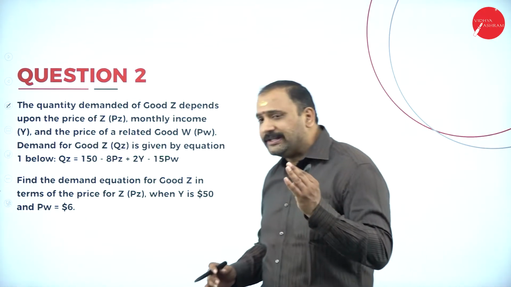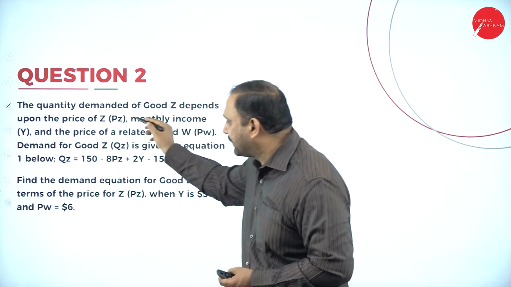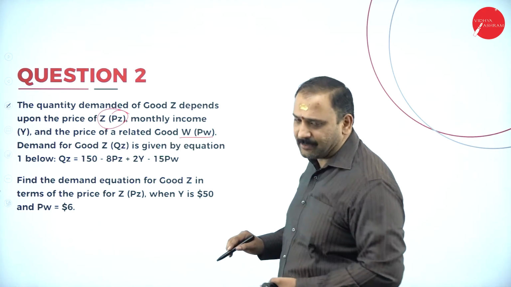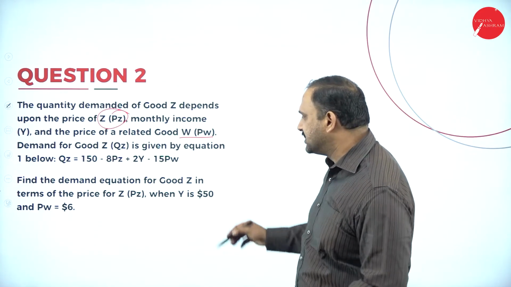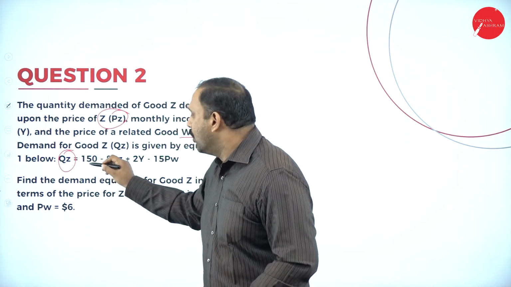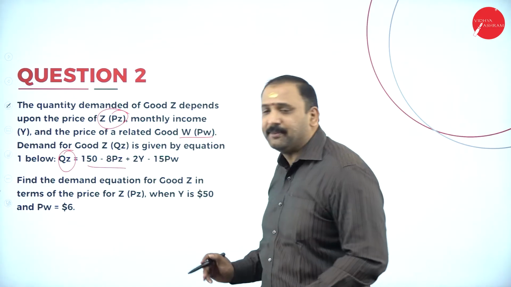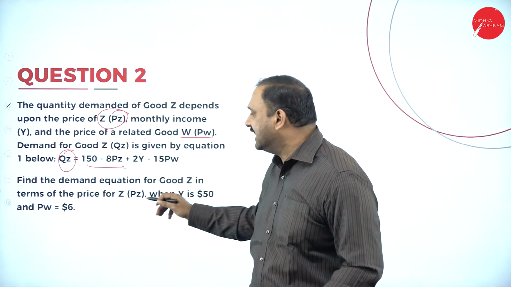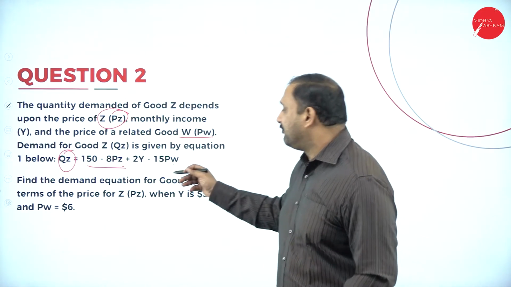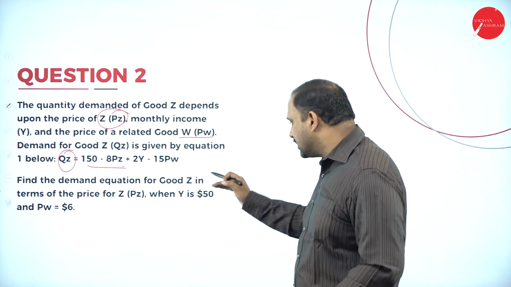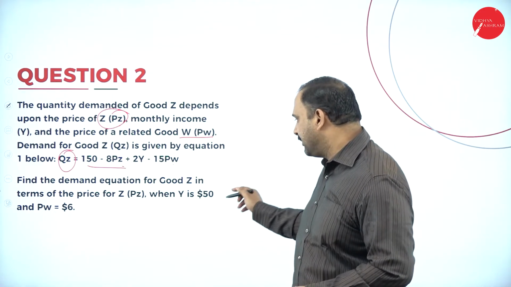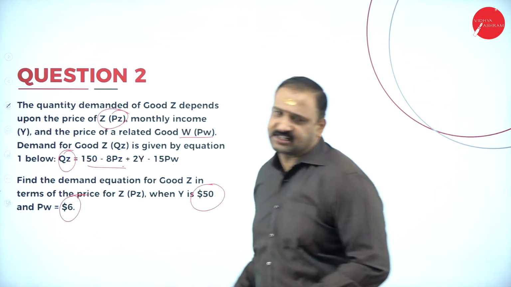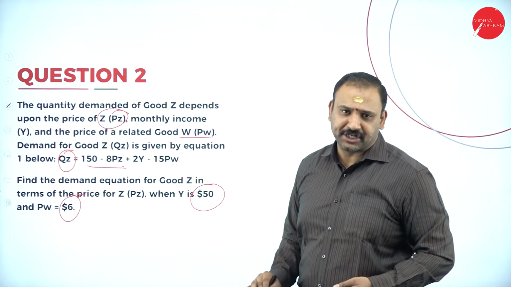Now, the next one. The quantity demanded for good Z depends upon the price of Z, PZ, the monthly income Y, and the price of the related good PW, which is given. Now the demand function is given here: QZ is equal to 150 minus 8PZ plus 2Y minus 15PW. All the values have been given. Y is the income factor, PW is the related good. Find the demand equation for the good Z in terms of price Z, where Y is equal to $50, income is $50, and the related good is $6. So we have all the information in the problem.